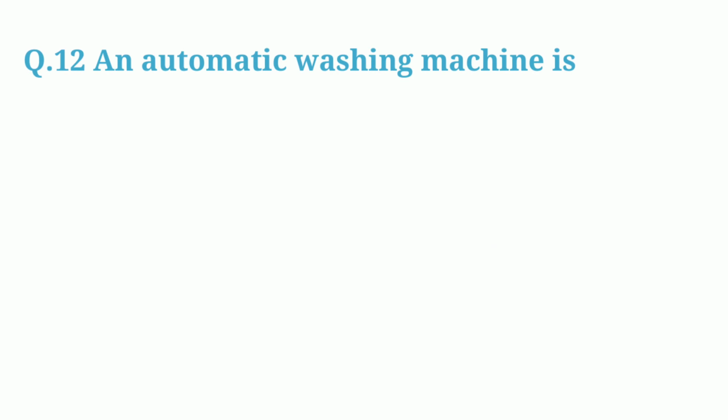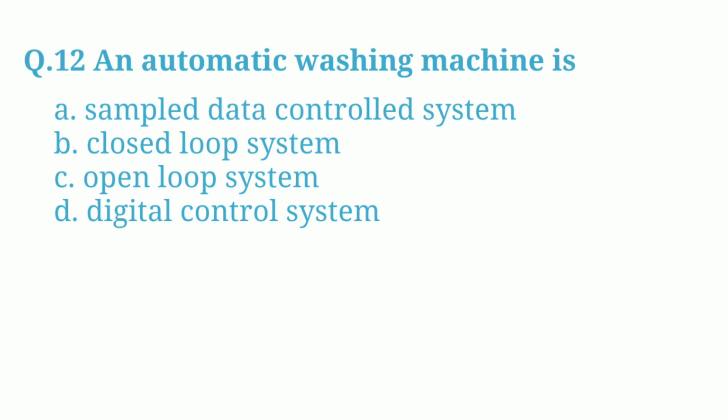Question 12. An automatic washing machine is A. Sample data control system, B. Closed loop system, C. Open loop system, D. Digital control system. And the answer is open loop system.